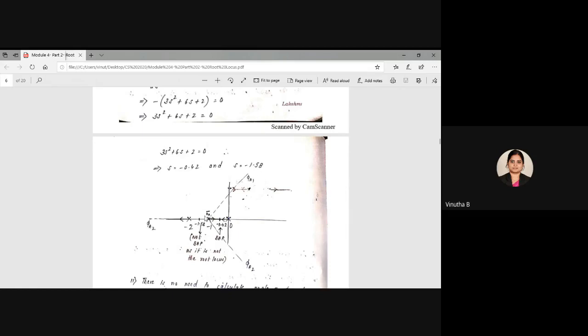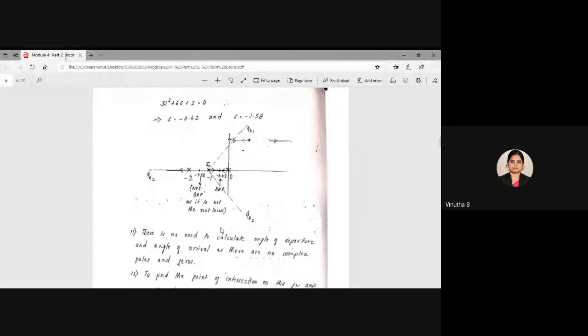So I will just neglect that point. Here you can see I have written that it is not a breakaway point as it is not present on the root locus. Whereas minus 0.42 is a valid point. How are you going to say this is a valid point? Since it is present on the root locus, this will be the breakaway point. Okay. So you have got a breakaway point, which is s equal to minus 0.42.